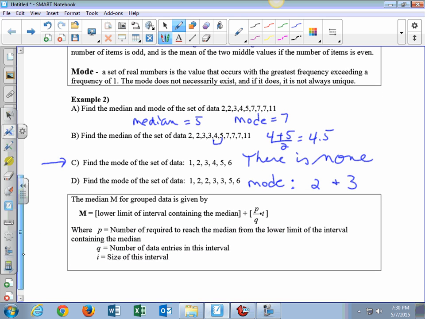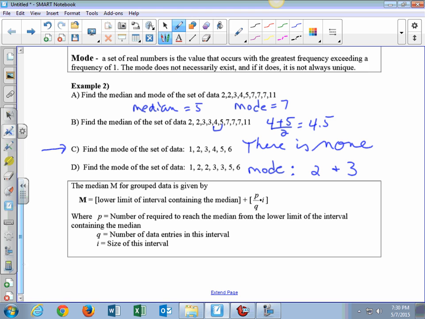Real basic mean, median, and mode. Now this is the part that gets a little complicated, so I really need you to tune in on this one and follow along carefully. Now, this is to find the median for grouped data. Highlight this one. This is a tough one. Highlight it. You might want to put asterisks by it because you really need to pay close attention.